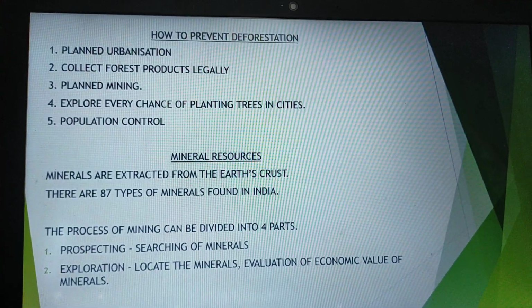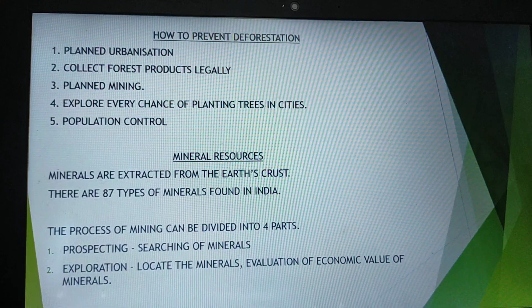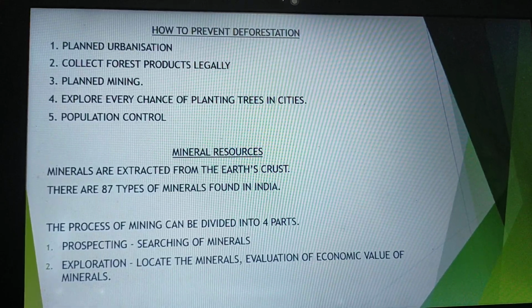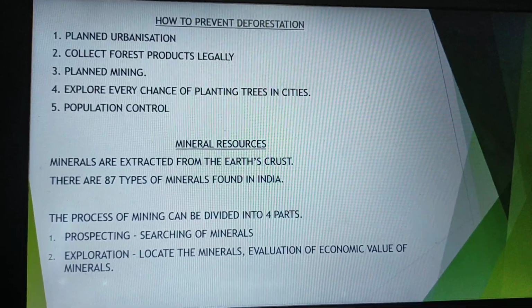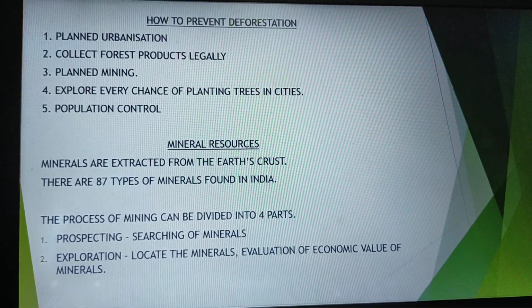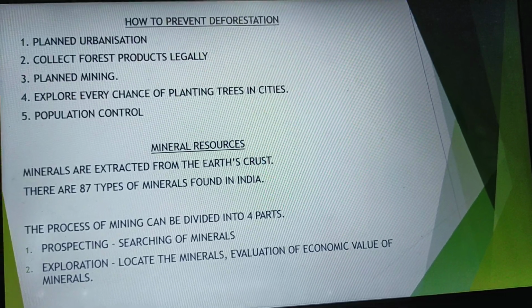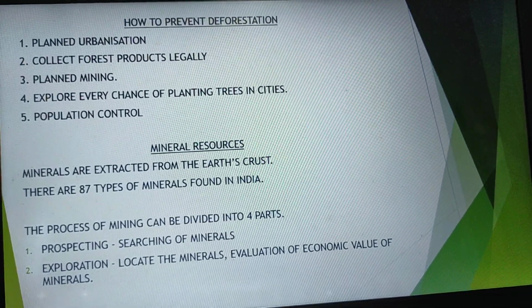Now, what are mineral resources? Minerals are extracted from the earth's crust. There are about 87 types of minerals which are found in India. The process of mining can be divided into 4 parts. Number one is prospecting, that is searching of minerals.